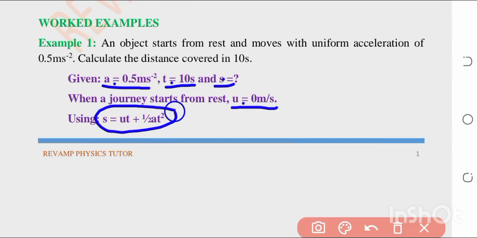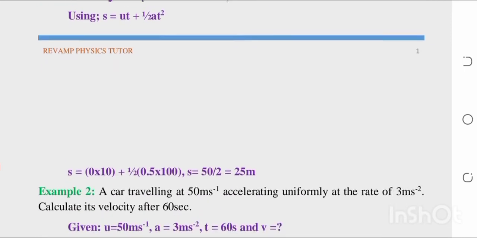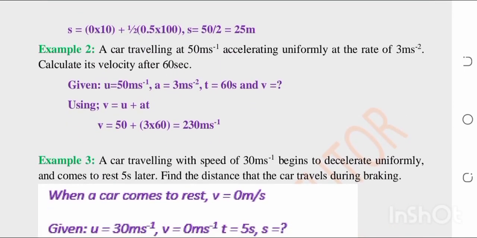So substituting all these parameters into the equation, we are going to have what we have on the next line here. Okay, remember our u equal to 0, so that makes this part of the equation equal to 0, and also our a equal to 0.5 and our t equal to 10. So 10 squared will give us 100. Pressing this on your calculator, we are going to arrive at 25 meters as the distance covered in 10 seconds.